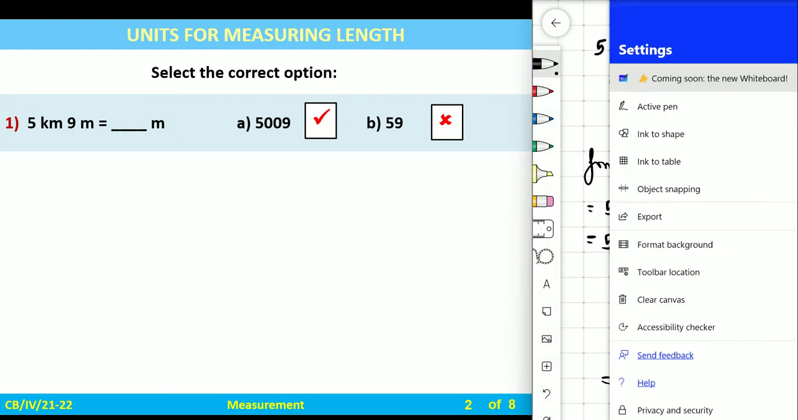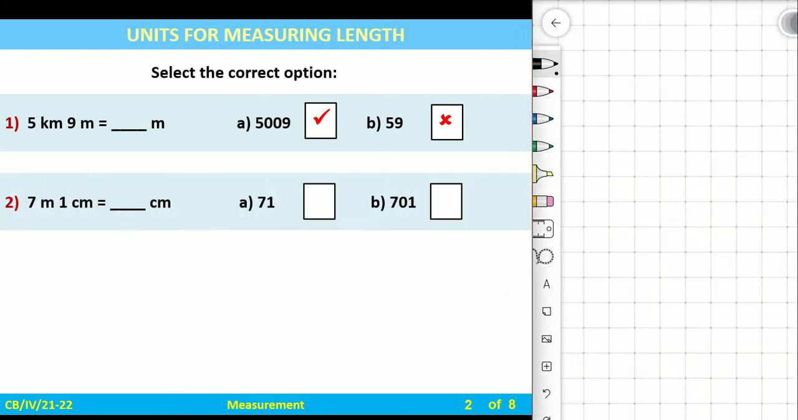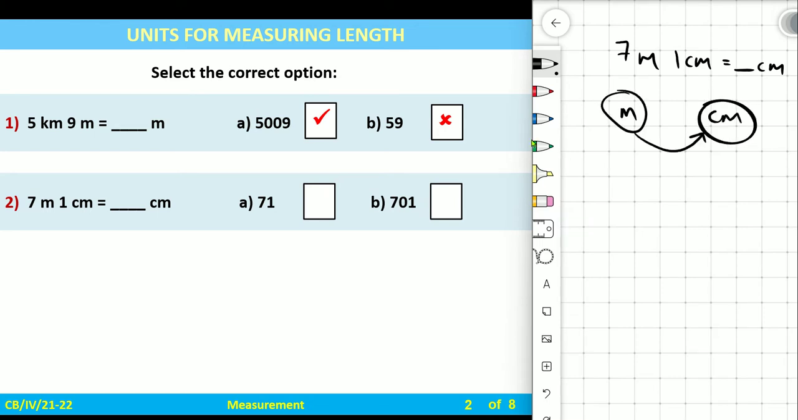Now let's go to the next question. 7 meter 1 centimeter is equal to dash centimeter. Now we want to convert from meter to centimeter. Again, going from a higher unit to a lower, we have to multiply using the formula. The formula says 1 meter is equal to 100 centimeter, so we'll multiply by 100. You can slow down the speed if I am fast. YouTube allows you to slow down the speed, so please do so if I am fast.